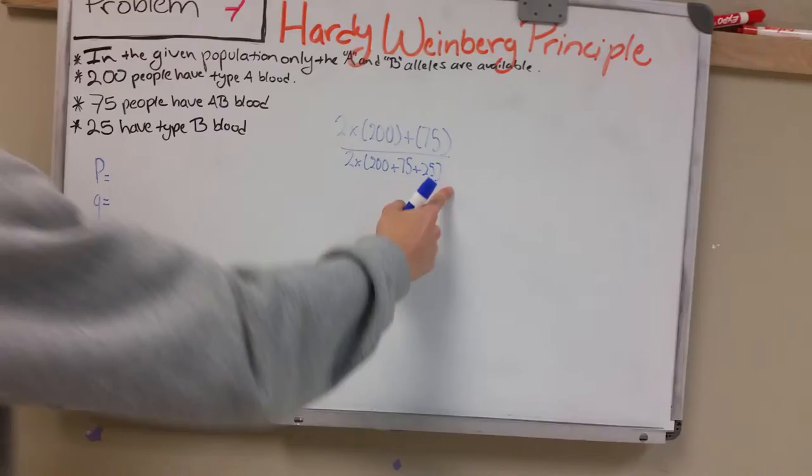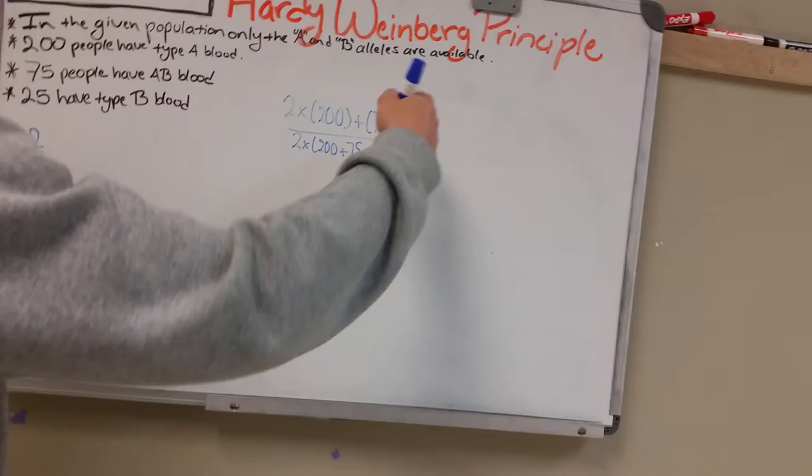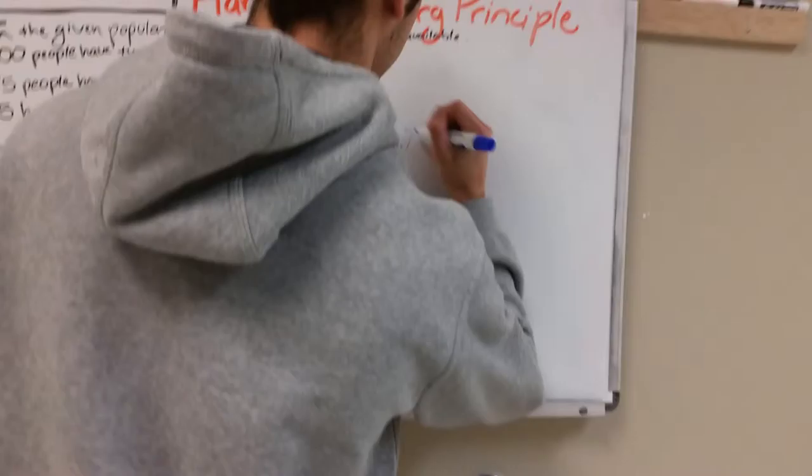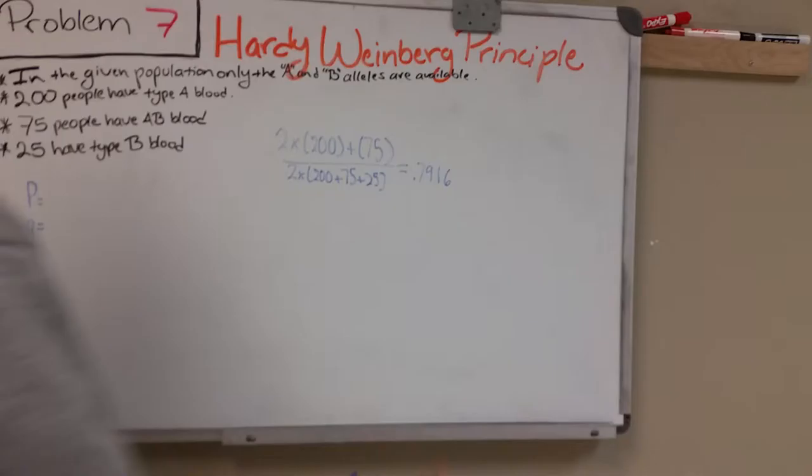This is the allele frequency formula that will give us Q in this situation because of how I put out the equation. So when you get this answer, it gives you 0.7916. You can round that to 0.792. Either way, it's 79%. So we get 0.79.